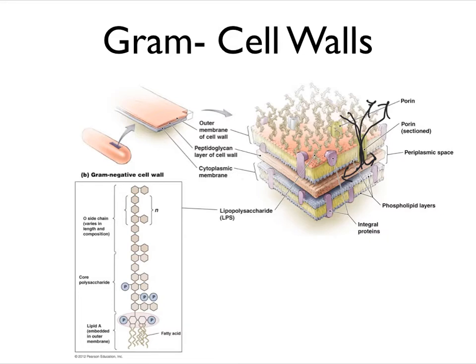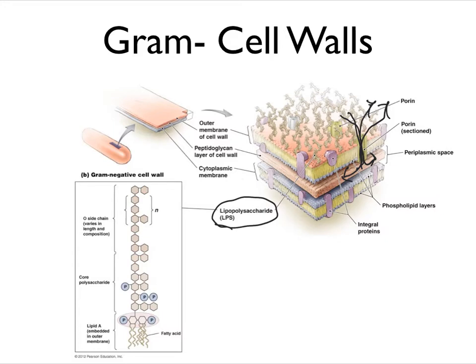The other thing is the outer layer. The outside-facing side of the outer membrane has special molecules embedded in it, called lipopolysaccharides, or LPS. These LPSs are complicated molecules. They've got a lipid portion that is embedded in the membrane, called lipid A. Then they have a core polysaccharide region, and then they have what's called the O antigen. The O antigen is going to be variable depending upon the species of bacteria. You can have different O antigens.